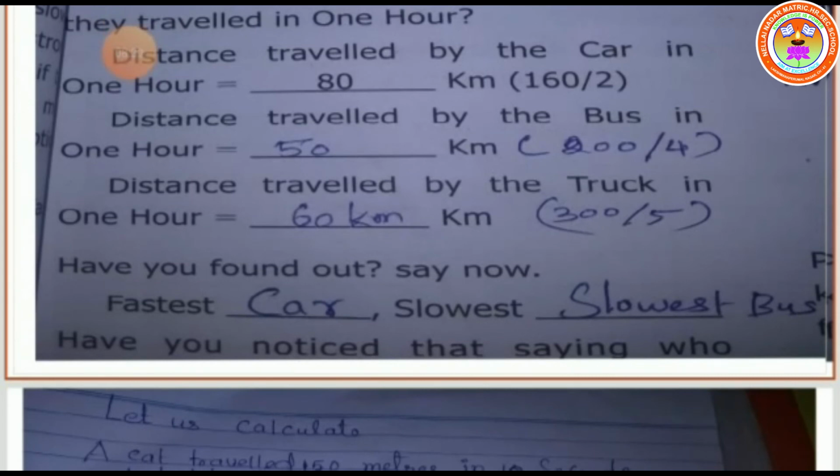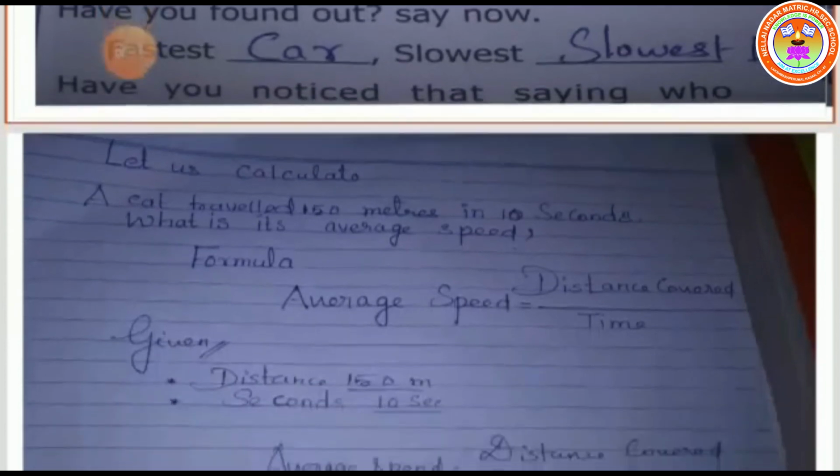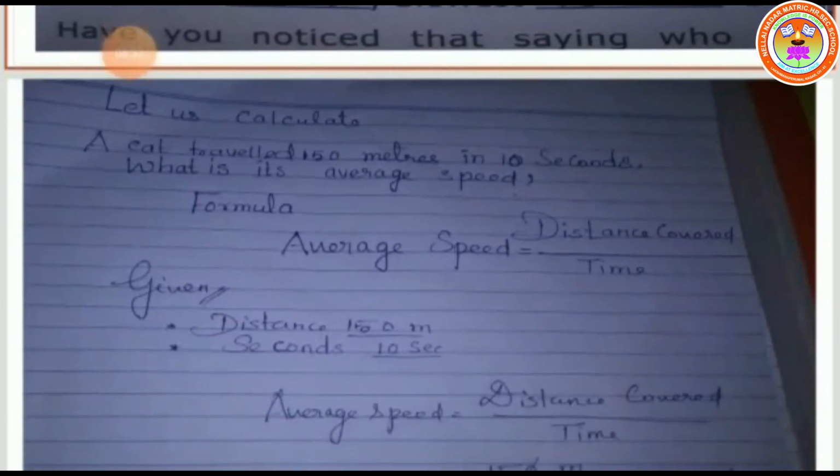Very good children. We will move on to the next problem. Let us calculate. A car travelled 150 meters in 10 seconds. What is its average speed? You know children, the average speed formula: average speed is equal to distance covered by time.